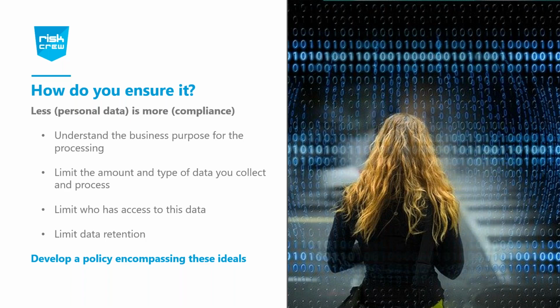With personally identifiable information, less is always more. What I mean by that is less personal data is generally more compliance with the GDPR requirements. Now, how do you get that? Well, first of all, you've got to understand the need, the business purpose for the processing. What is the business requirement? What is it you're trying to achieve? You have to limit the amount of data and the type of data you collect so that you can achieve that business process with the minimum amount of data required.